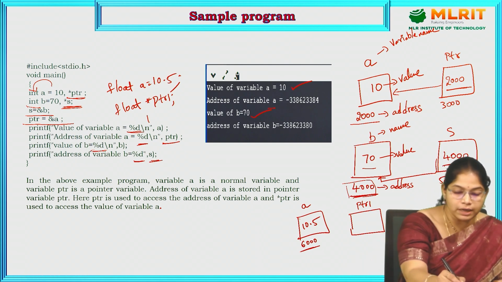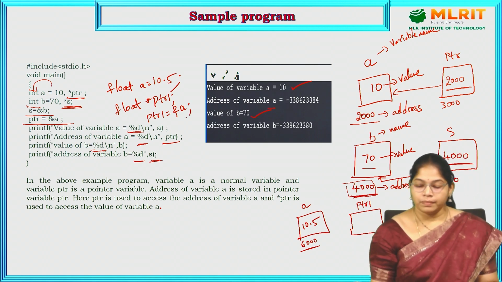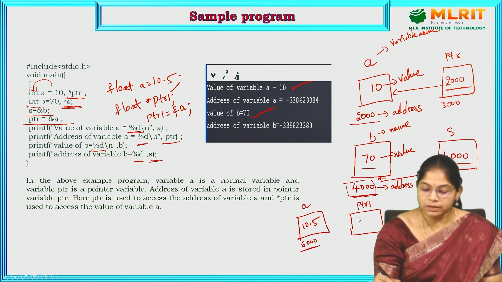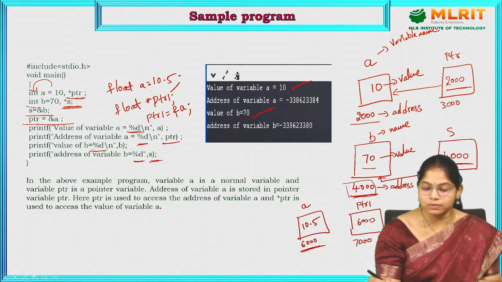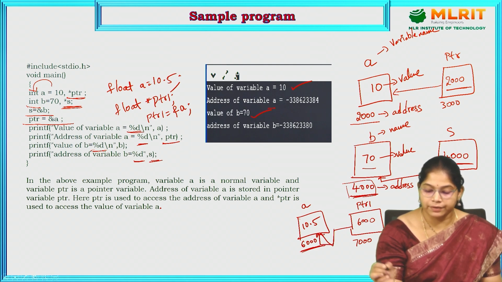But what will this pointer do? It stores the address of another variable. So here it is storing the address of A. It is also stored at some location. The address of A is 6000, so it is pointing to here.